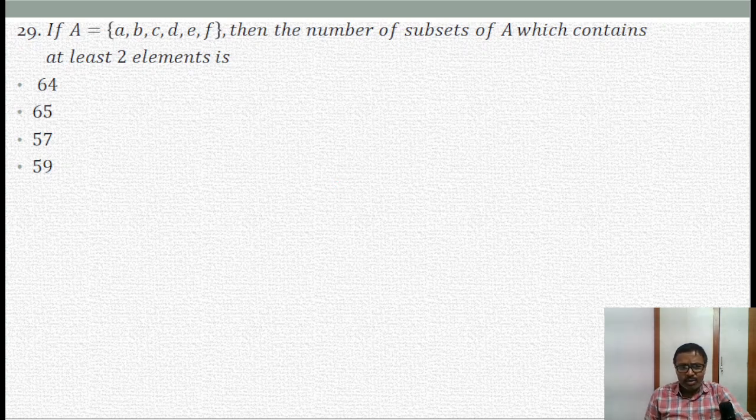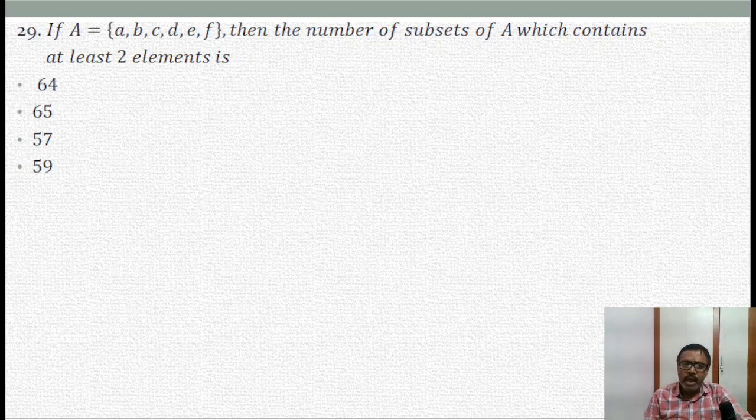It is a question on subsets. If A = {a, b, c, d, e, f}, 6 elements are there in the set, then the number of subsets of A which contains at least 2 elements. That means they are removing the null set and singleton sets. At least 2 elements means the subset can have 2 elements or more than 2 elements, but not less than 2.